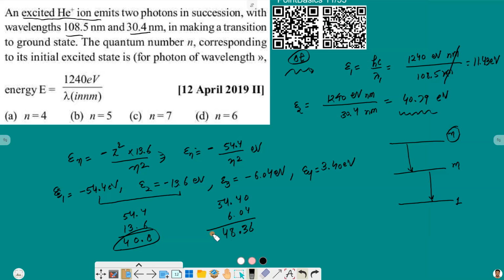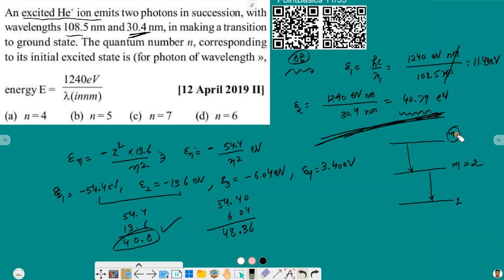Oh, sorry, my mistake. Actually, yeah, this matches with the second transition. So the second transition, where a photon has a wavelength of 30.4 nanometer, is happening between level 2 and 1. So the value of n is 2.